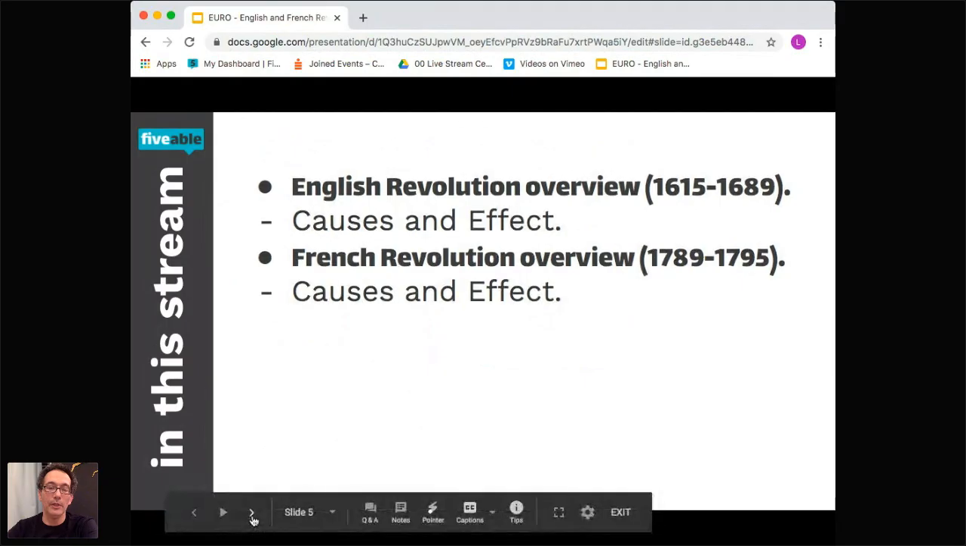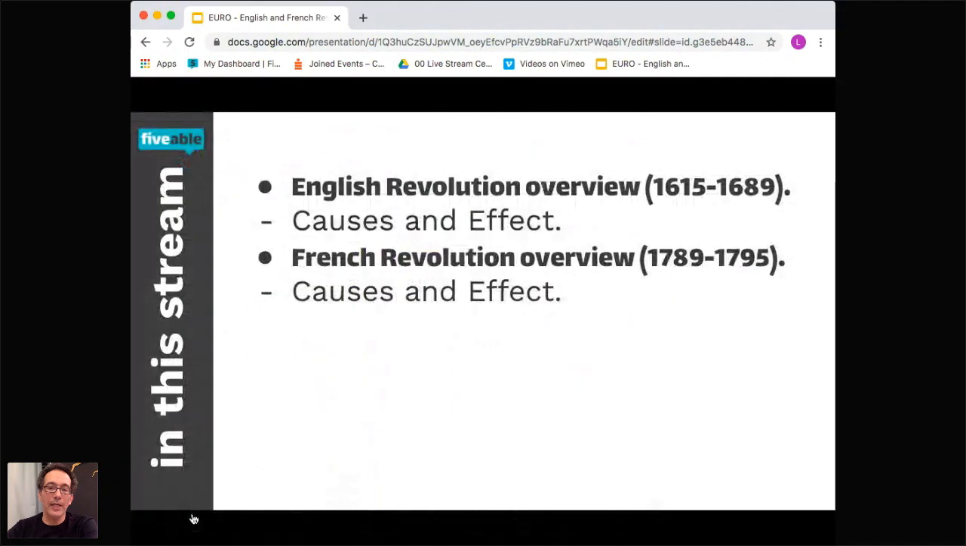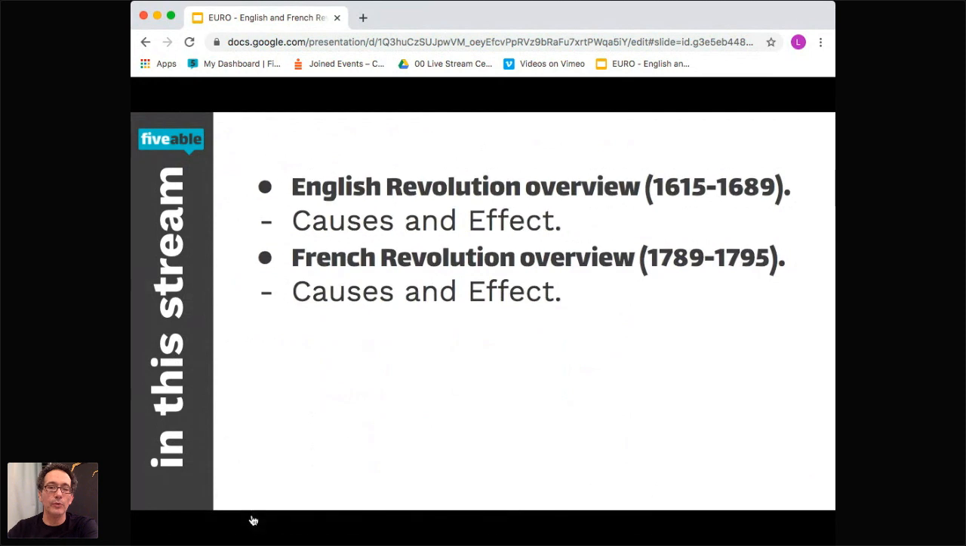Many, many interesting documents they can use for that. So let's start with the English Revolution. Okay, so we'll do the English chronologically. The English Revolution happened before the French Revolution.